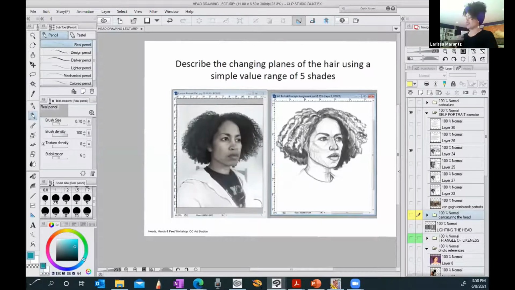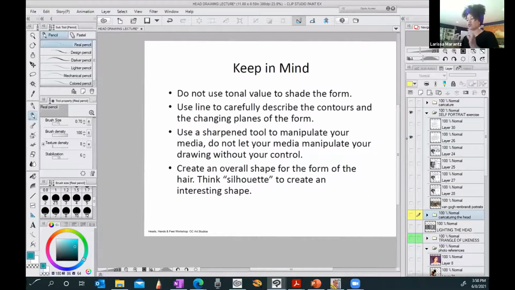Then start to do your hair. Define your hair first with a large mass, and then start to define smaller masses using the light and dark in the way that we did in the exercise, okay? So things to keep in mind: don't use tonal value to shade your form, but you can use tonal value to build the structure of the mass of the hair. When you use line, use it carefully to describe the contours and the changing planes of your forms, and always try to use a sharpened medium, like a pencil, to draw with. Don't let your medium manipulate you. You want to make sure that you are manipulating your medium. You're using your tools and you're in control of your tools.